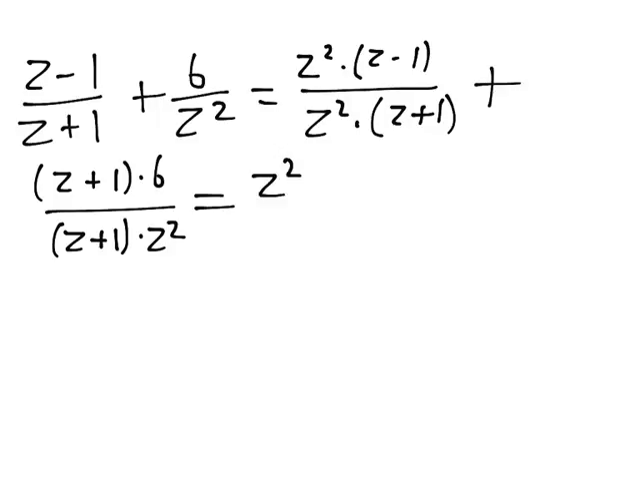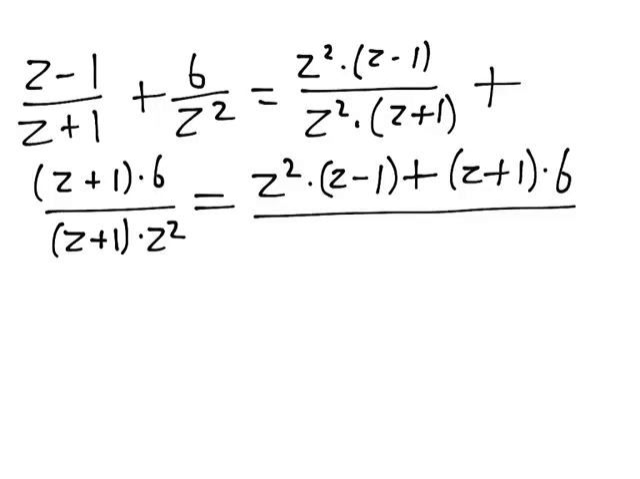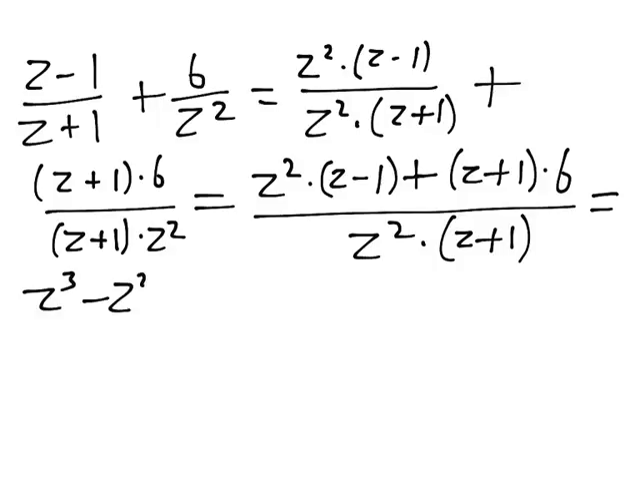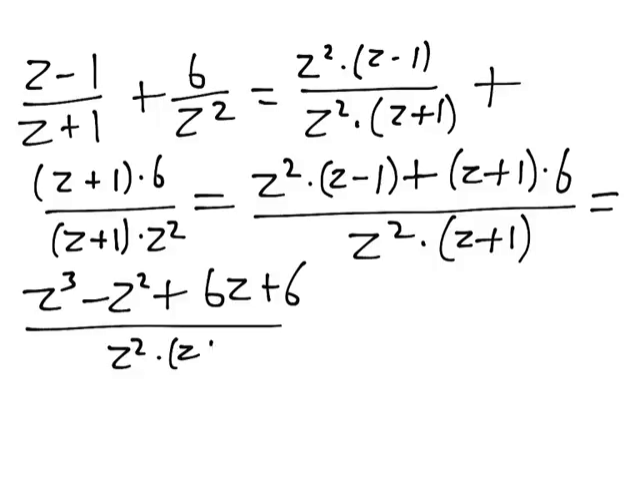So we get z squared times (z - 1) plus (z + 1) times 6, divided by the common denominator, z squared times (z + 1). Now let's simplify. First let's do the numerator. z squared times (z - 1) is z cubed minus z squared, and (z + 1) times 6 will give us 6z + 6. And the denominator is still z squared times (z + 1).